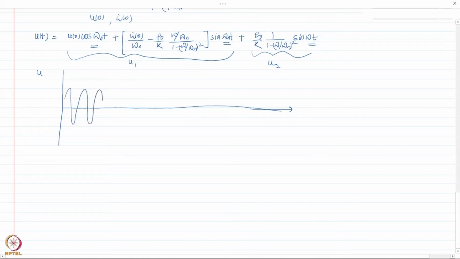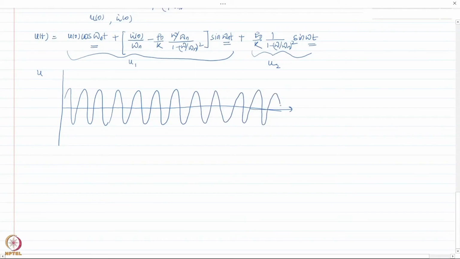Remember that I don't have any damping, so the amplitude is going to remain constant here. It will keep on vibrating like this, with time period equal to 2 pi by omega n. Now I have another frequency, another term, the sine omega t term. Let us plot that and see what we get.